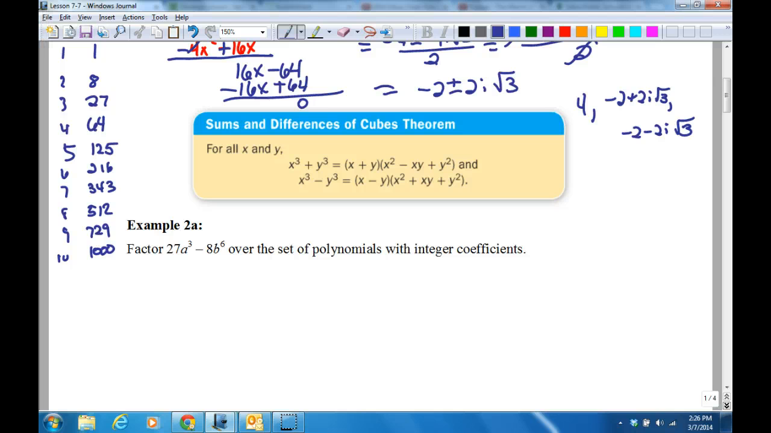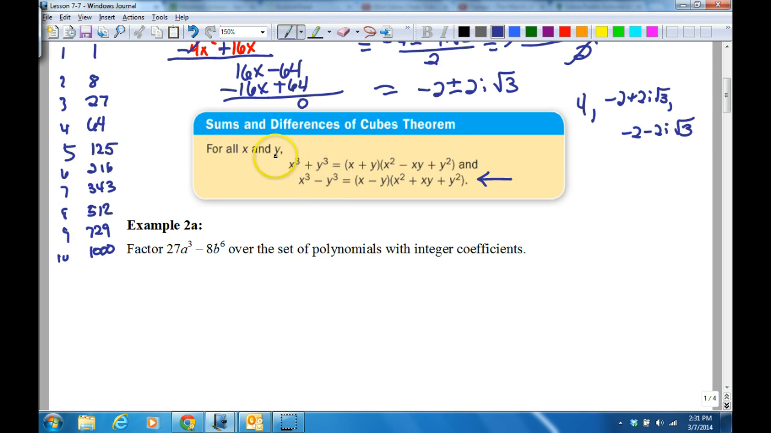That'll help. This next one says factor 27a to the third minus 8b to the 6th over a set of polynomials with integer coefficients. We are going to use this little formula here. This is important for your little tree diagram. You may want to use this formula as one of your little branches. I'm going to use one of these 2 formulas, the bottom one, because it's a minus.